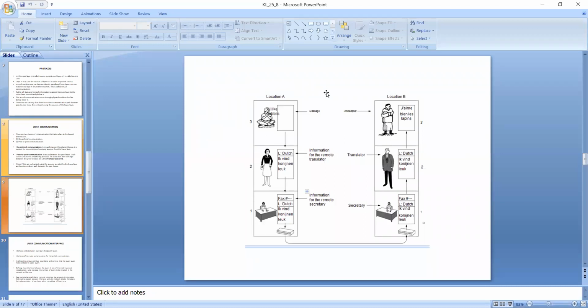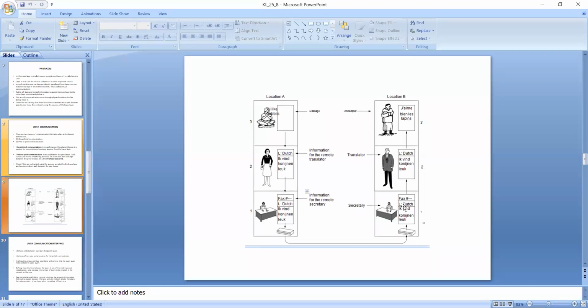You will better understand if I explain this example. Look here. This is location A and this is location B. Location A consists of three layers, layer 1, 2, 3. Similarly, location B also consists of three layers, 1, 2, 3. Layer 3 consists of a philosopher, and layer 3 in B also consists of a philosopher. Similarly, in location A, layer 2 consists of a translator, and in location B also, layer 2 consists of a translator. Similarly, layer 1 in location A consists of a secretary, and in location B, layer 1 consists of a secretary. Why?